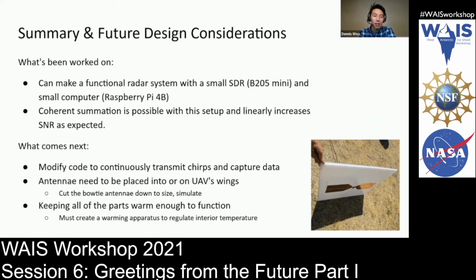Things that are coming next in the project. The code needs to be modified to continuously transmit chirps and capture data. Antennae need to be placed into or on the wings of the aircraft, which will involve cutting them down to size and simulating the new shapes. And in addition, because the UAV is significantly exposed to sub-freezing temperatures, there needs to be a warming apparatus that can regulate the interior temperature of the aircraft within a range that all of the parts can function.